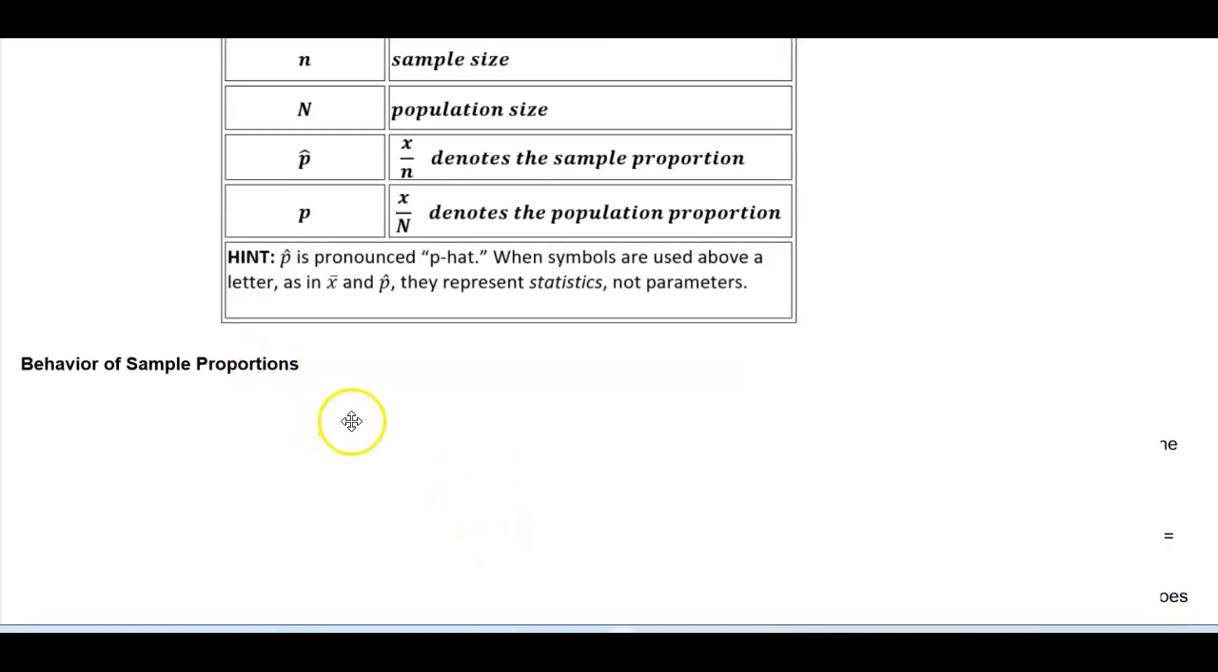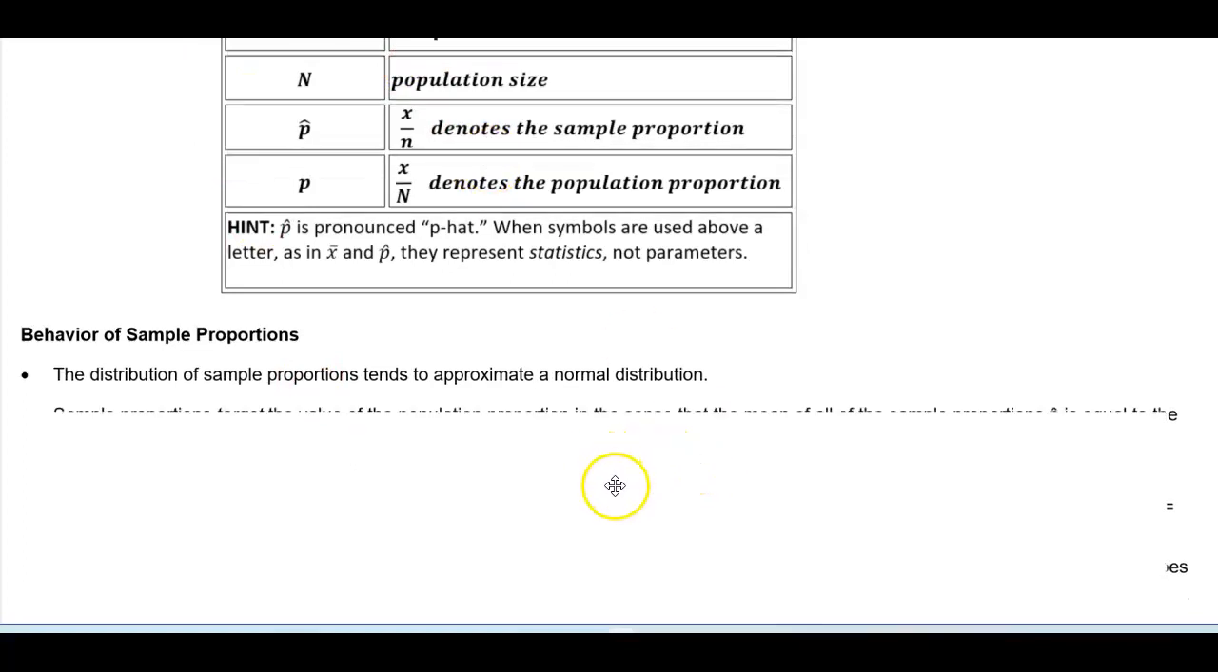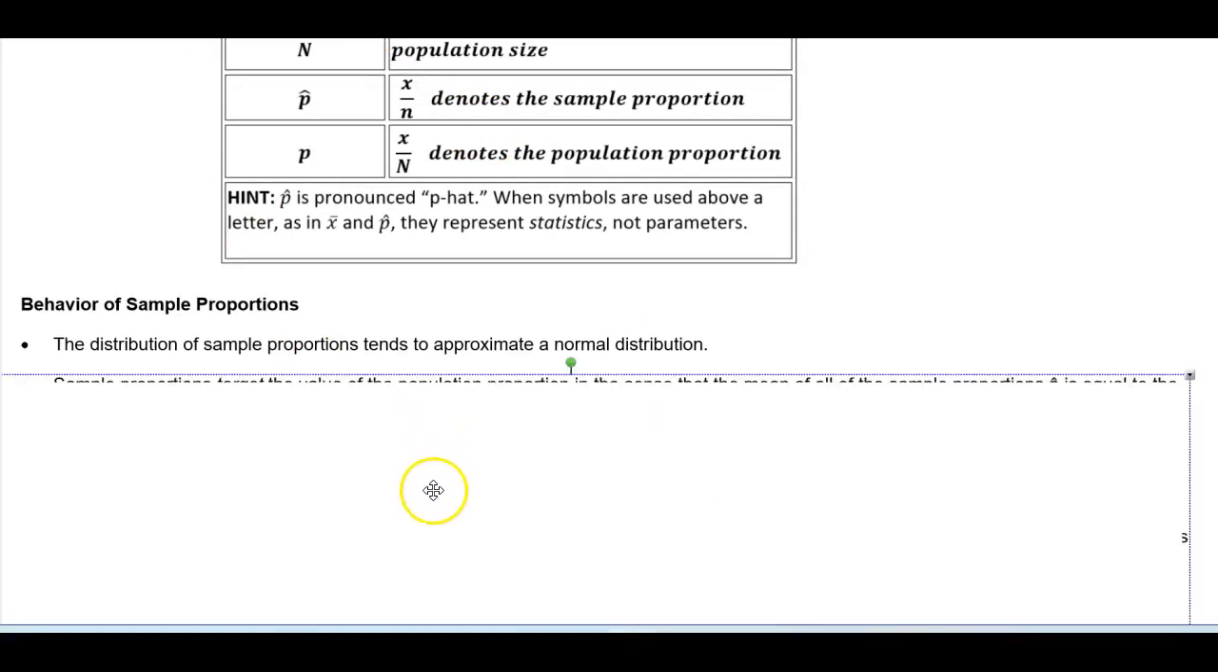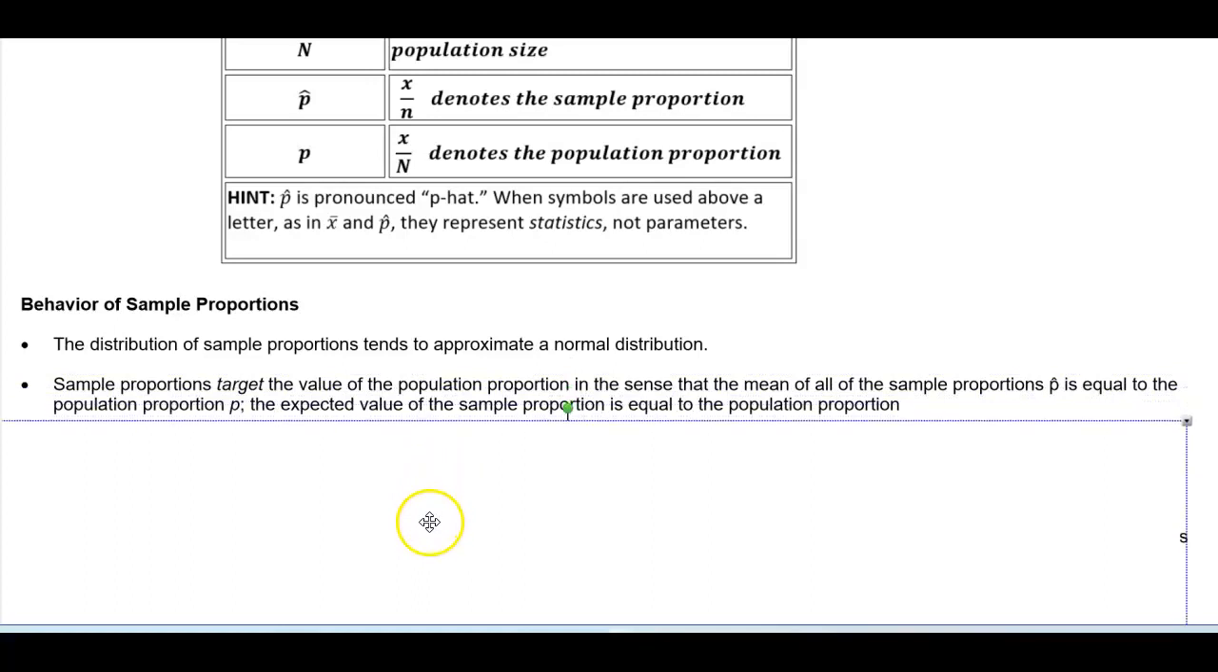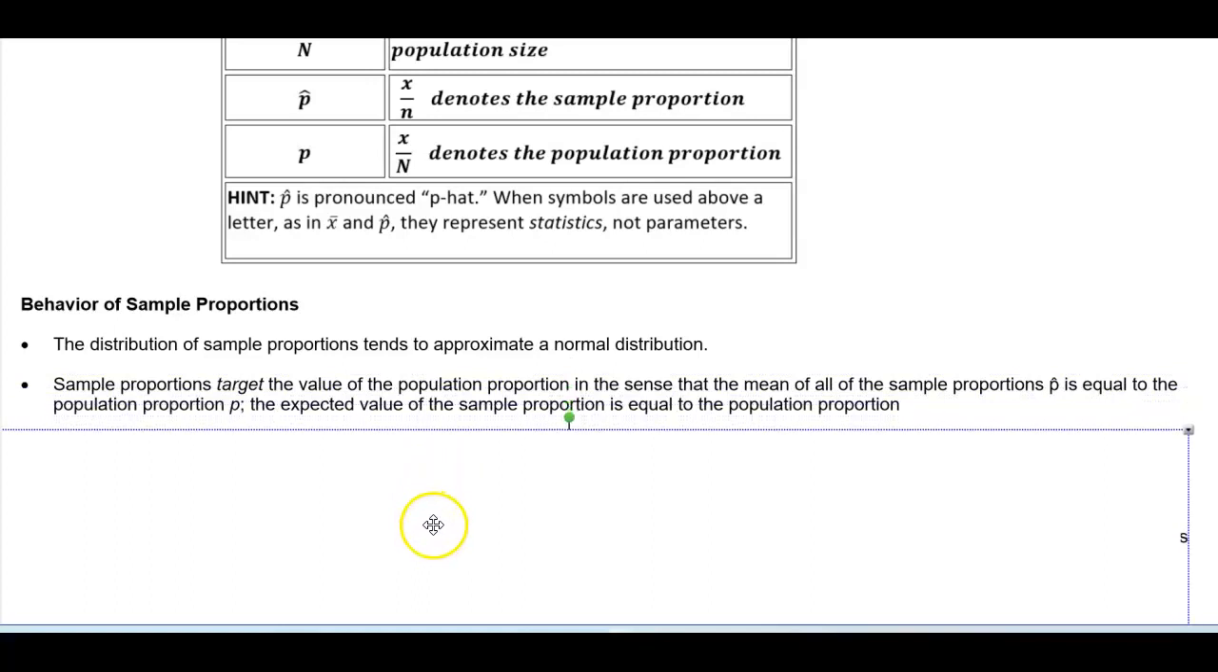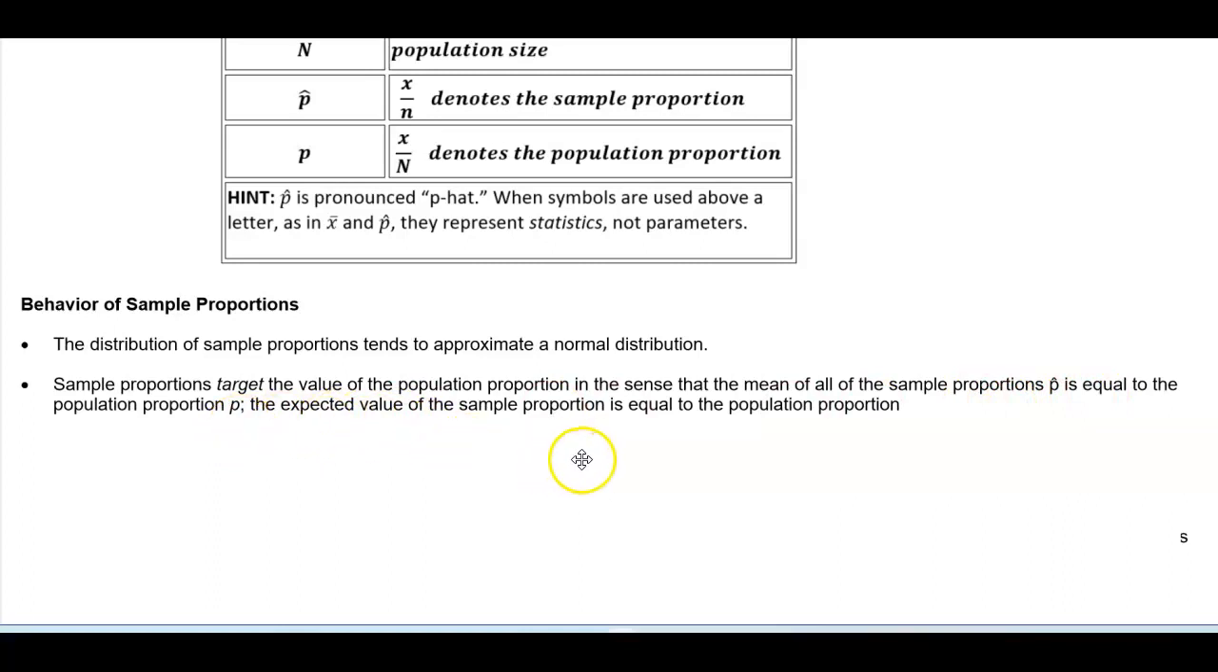Now, the behavior of sample proportions. The distribution of sample proportions tends to approximate a normal distribution. Now, sample proportions target the value of the population proportion in the sense that the mean of all the sample proportions is equal to the population proportion. The expected value of the sample proportion is equal to the population proportion.